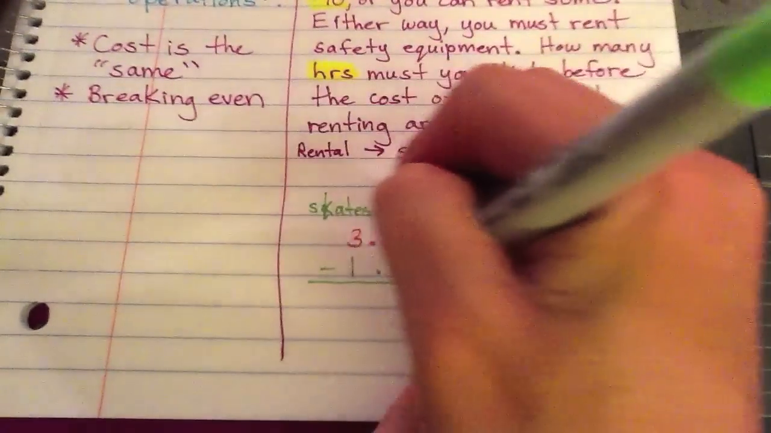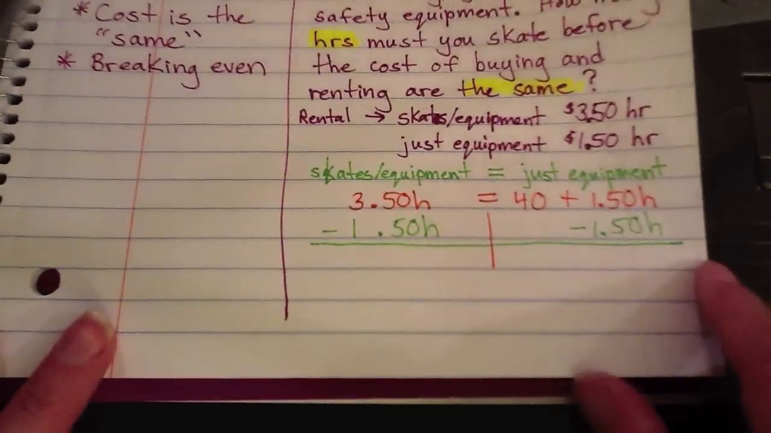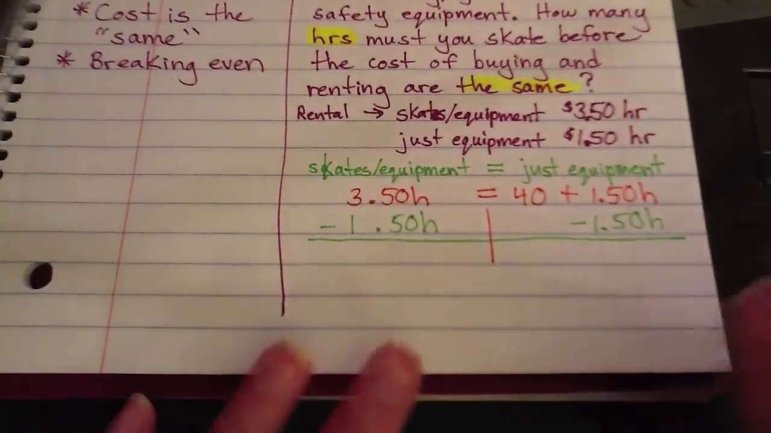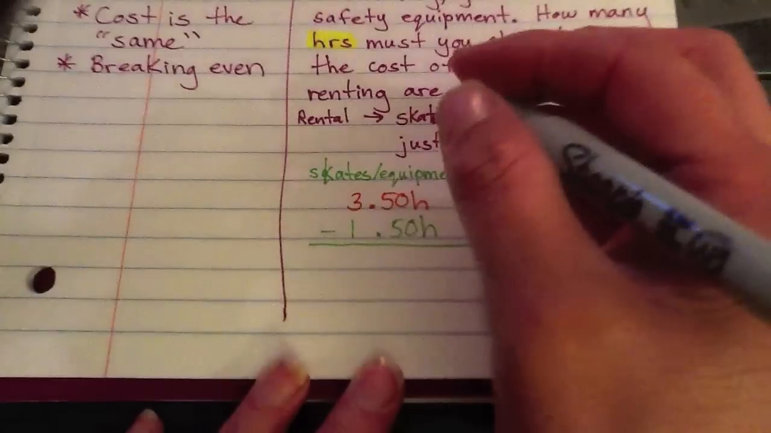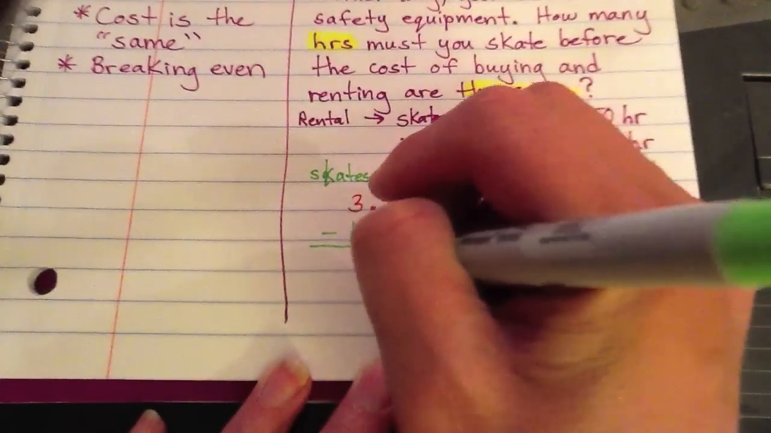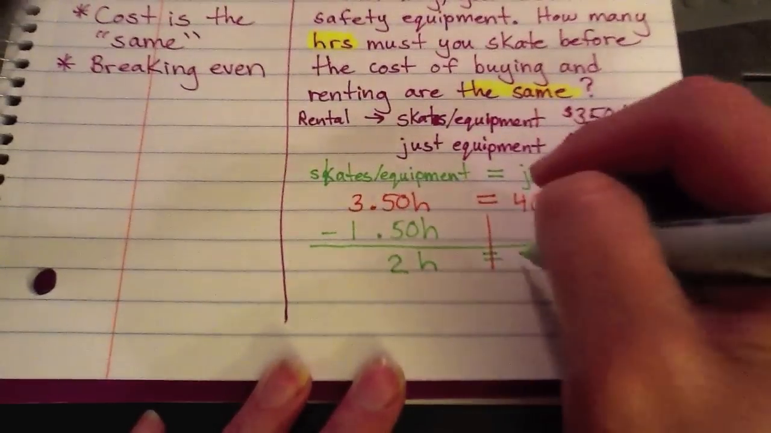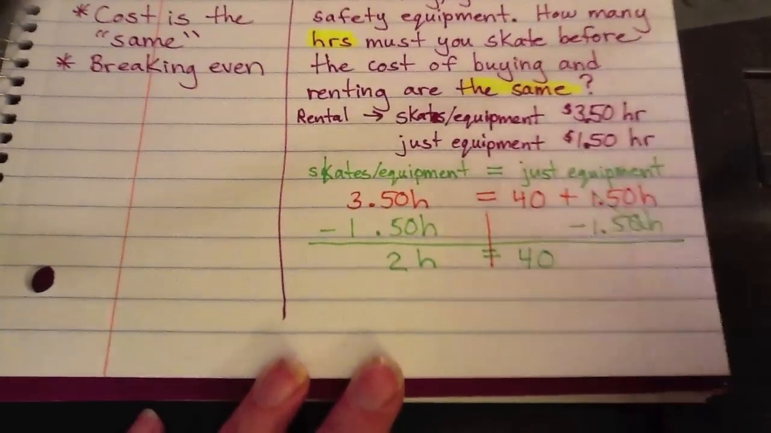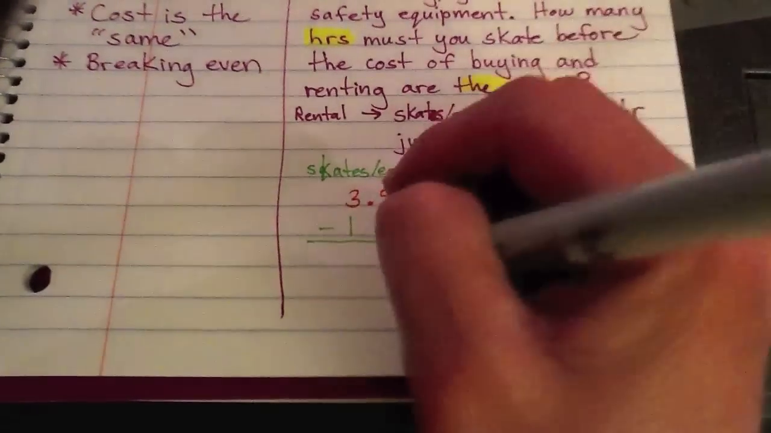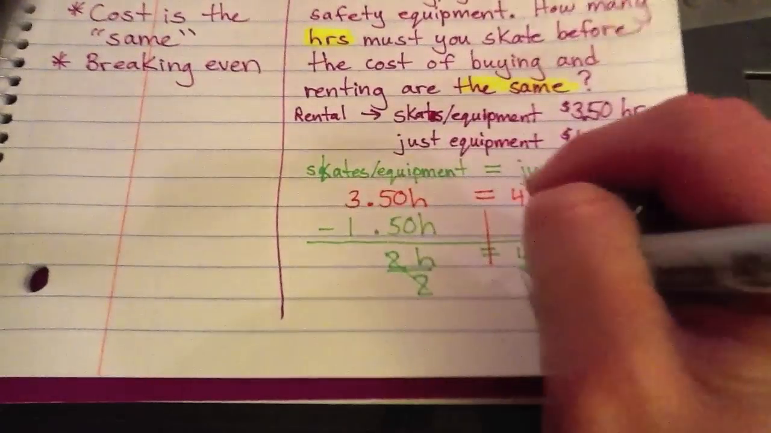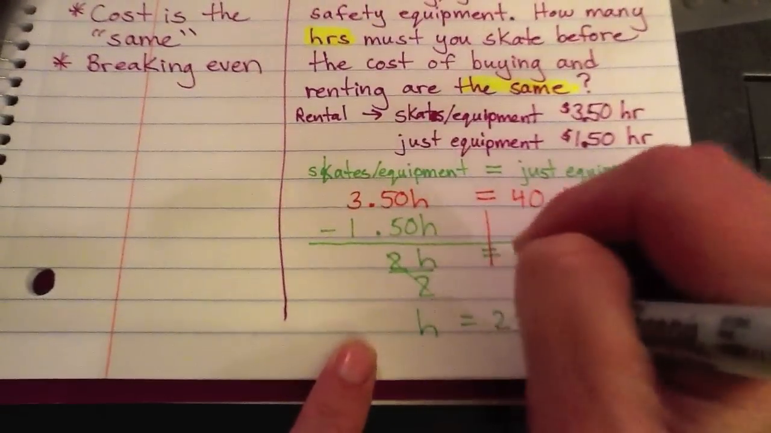And the main reason I didn't use a decimal buster here is because I knew these were going to be really easy numbers to subtract. So I just didn't really feel like I needed to. So I go ahead and subtract 1.50 from 3.50, and I end up with 2H equals 40. My 1.50H cancels on that side. Now I'm solving further for H, so I divide both sides by 2, and I get H equals 20.